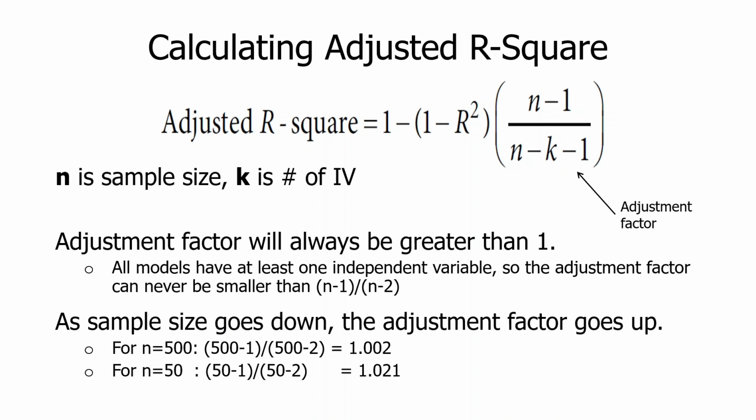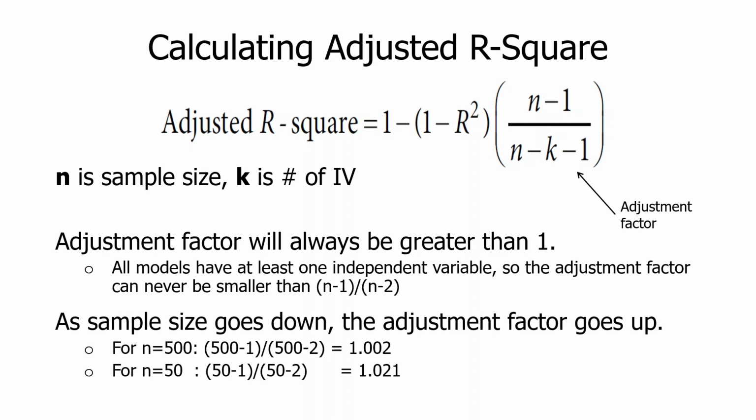Just to review those points, the adjustment factor will always be greater than 1. All models have at least one independent variable, so the adjustment factor can never be smaller than n minus 1 divided by n minus 2. As sample size goes down, and I should add as the number of independent variables goes up, the adjustment factor also goes up. So if you have a sample of 500, 500 minus 1 divided by 500 minus 2, the adjustment factor is 1.002, very weak adjustment on R-square. But for smaller sample sizes, like say n equals 50, 50 minus 1 divided by 50 minus 2, the adjustment factor is now up to 1.021.